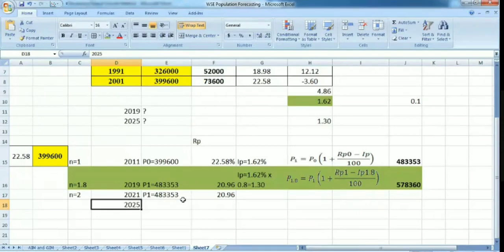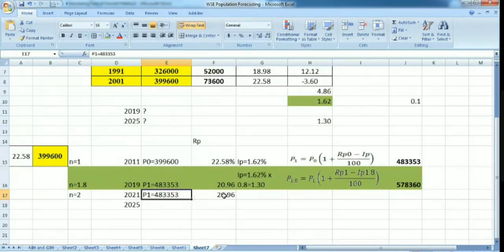For determining the 2021 population, the P1, that is the population forecasted for the year 2011, has to be considered here. So we have determined it as 4,83,353. Because 2021 has exactly one decade difference from 2011, the population corresponding to 2011 will act as the P1 value.